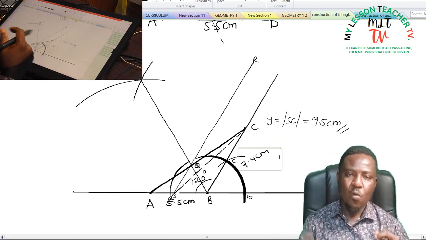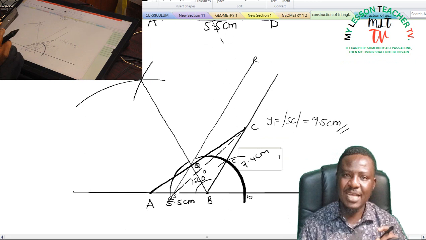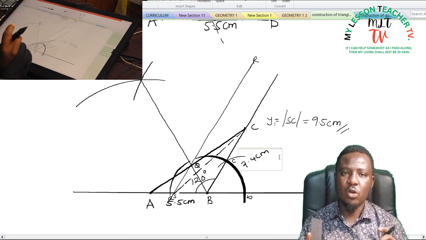We shall now take the next exercise on construction of triangles.